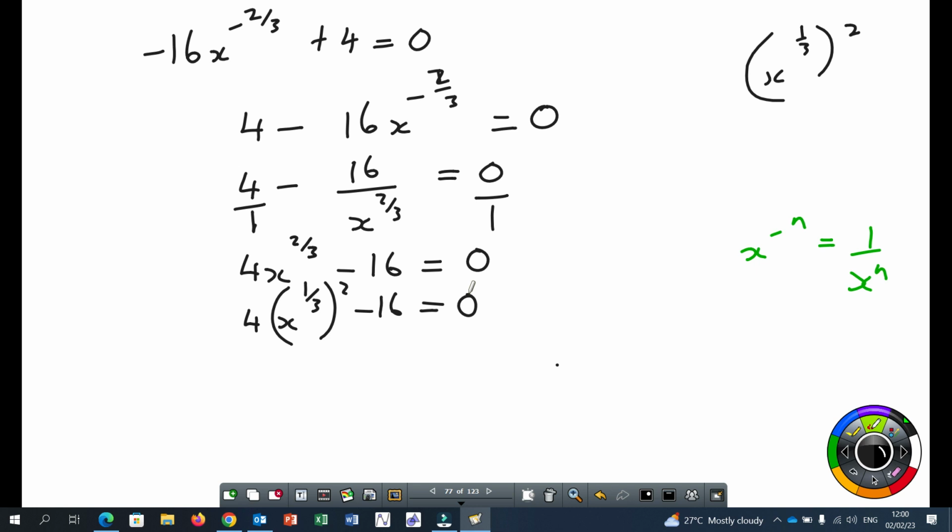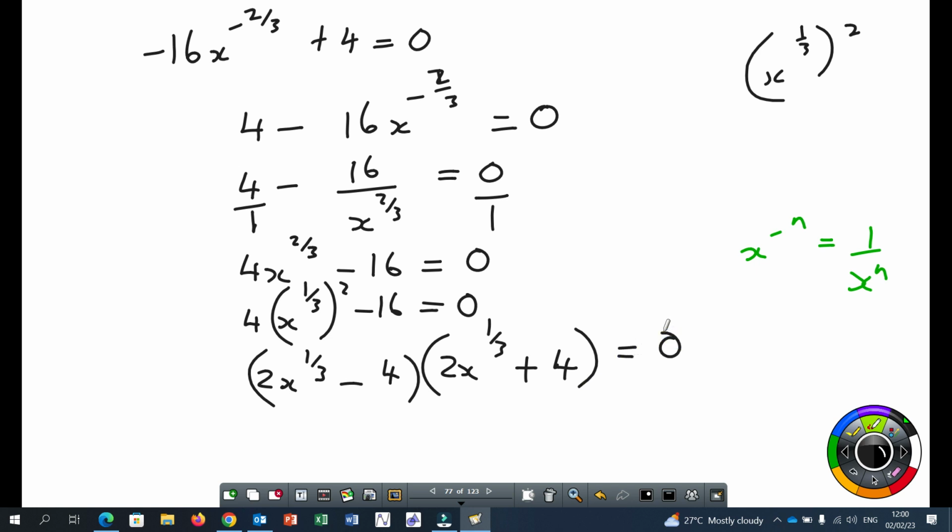So here, if I were to ask you, find the square root of 4 and x to the power of 1 over 3 squared, the answer would be 2x to the power of 1 over 3. There is a minus here, we put a minus. Then what's the square root of 16? It's a 4. Then you repeat the same, but you put a plus here. So that will be 2x to the power of a third plus 4, equal to 0. Then you equate this one here to 0. You also equate the second one to 0.